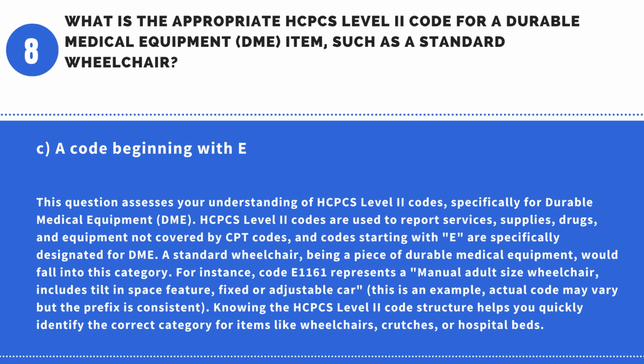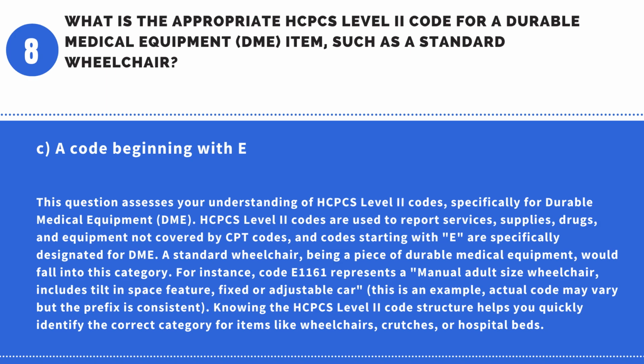Answer, C. A code beginning with E. This question assesses your understanding of HCPCS Level II codes, specifically for durable medical equipment, DME. HCPCS Level II codes are used to report services, supplies, drugs, and equipment not covered by CPT codes, and codes starting with E are specifically designated for DME. A standard wheelchair, being a piece of durable medical equipment, would fall into this category.